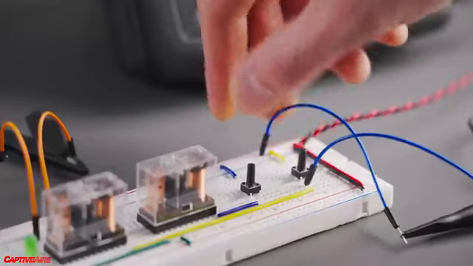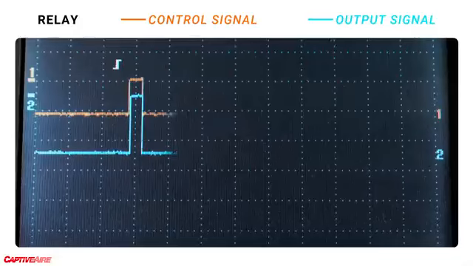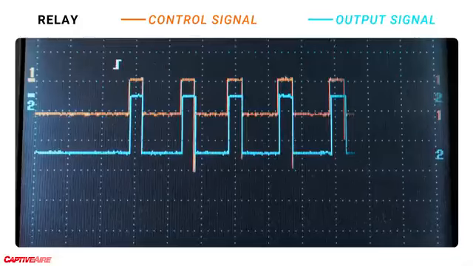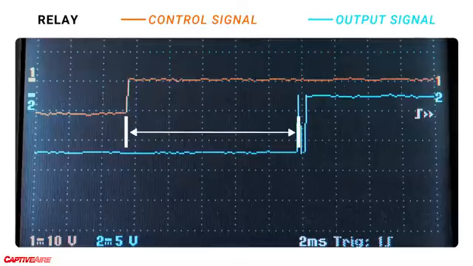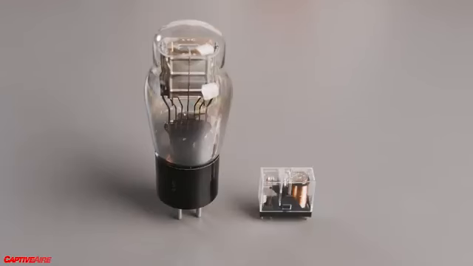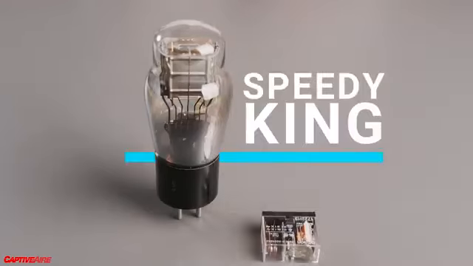Now, when I take the same measurement across just one of these relays, it initially looks the same. It's a fairly quick response. But when I zoom in, you can see a big difference. There's a big lag here between the time I pass the control signal to close a relay to when the primary circuit actually closes. It's something like 10 milliseconds. So comparing the two, the vacuum tube is many times faster than a relay, because it has no moving parts like the relay does.